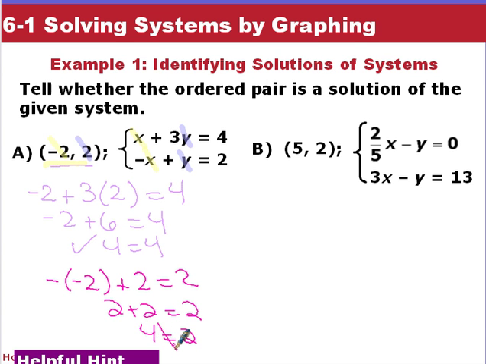So therefore, this ordered pair is not a solution because it does not satisfy both of the equations. The second equation was false.